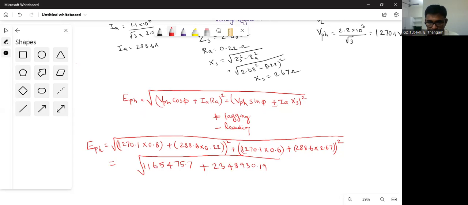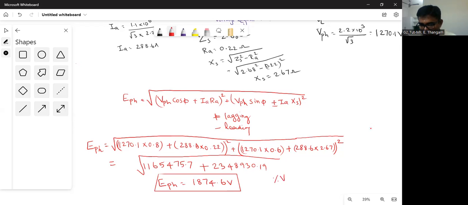So you will get your E phase value, which is equal to 1874.6 volts. This is the value of your E phase. Okay, now we can calculate our percentage regulation. Percentage voltage regulation, what is the formula? E phase minus V phase by V phase into 100. So 1874.6 minus 1270.1 divided by 1270.1.